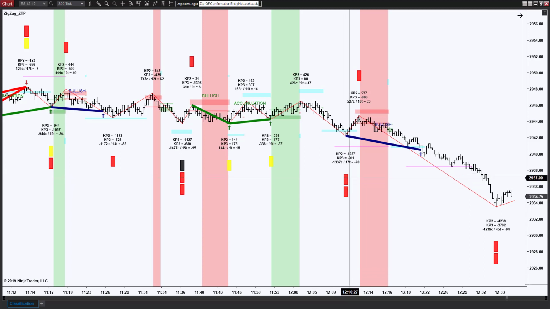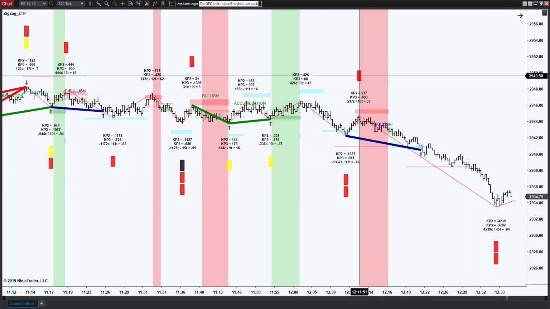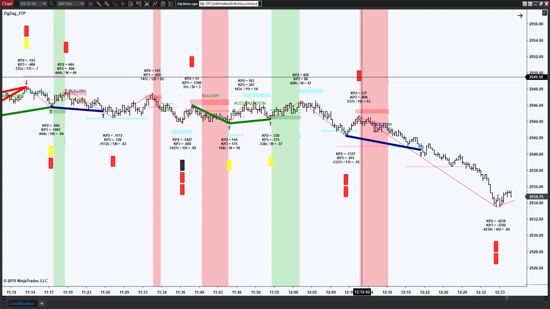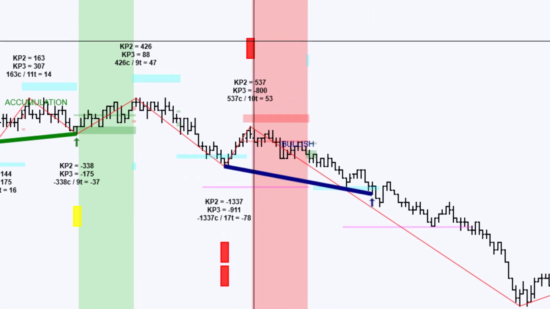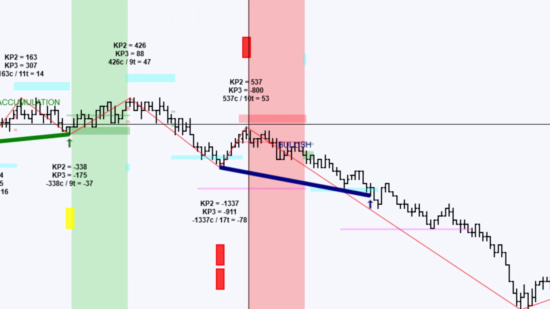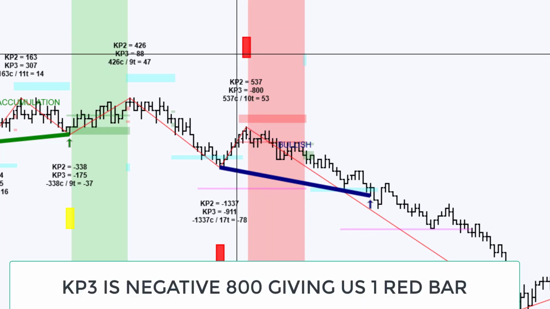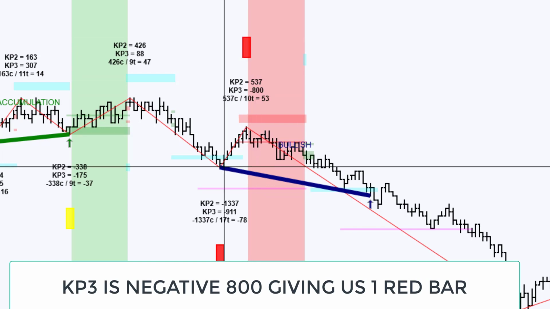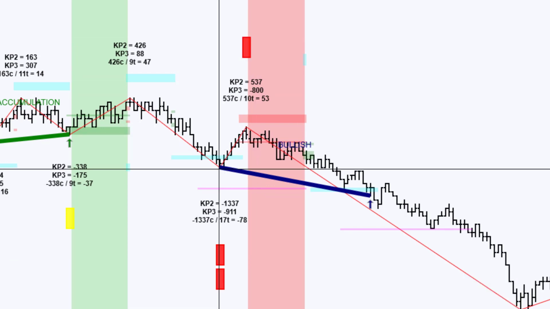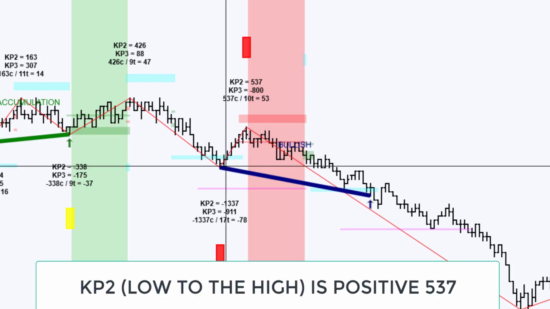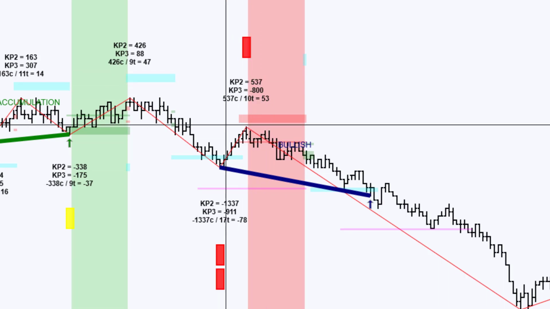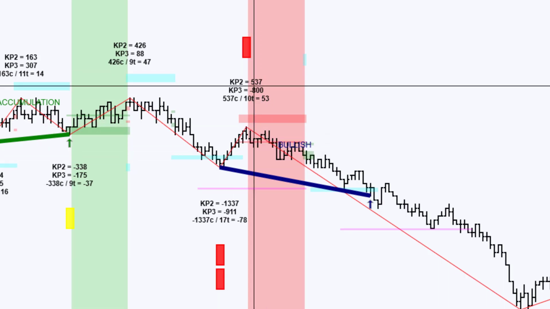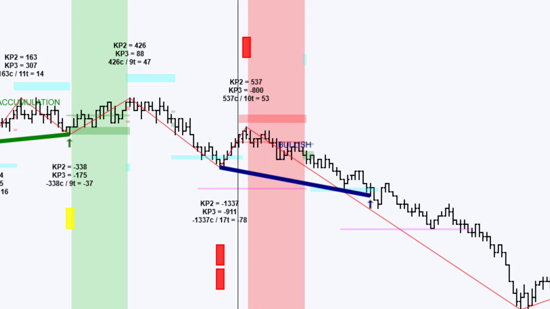We'd be looking for 2 reds down here, and then there's going to be 1 red here. It would be extremely unusual to have 2 red bars going into the trade, because what we're looking for is the cumulative delta, which is this first red bar here, and then we're looking for the delta number for the low to the high. So in this case, the low to the high is a positive 537. So that's why it would be extremely unusual to get a second red bar right here.